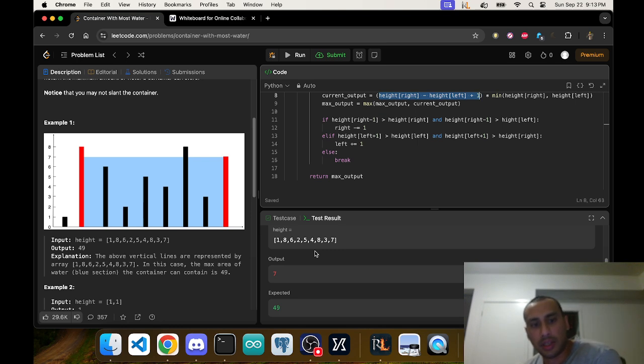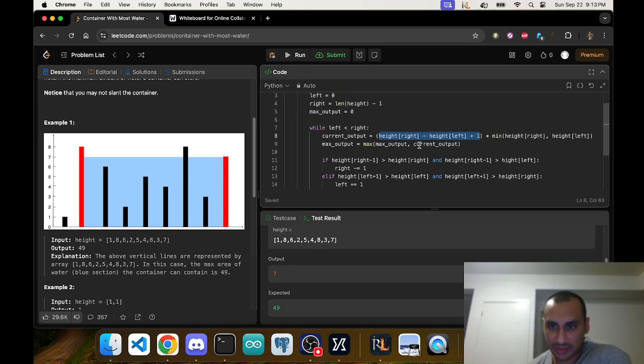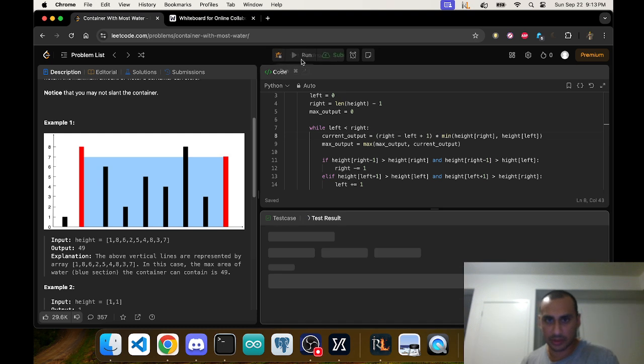So this value, because I'm doing indexes, it's actually just going to be right and left. Right and left, not values. That should fix things. Let's try that.